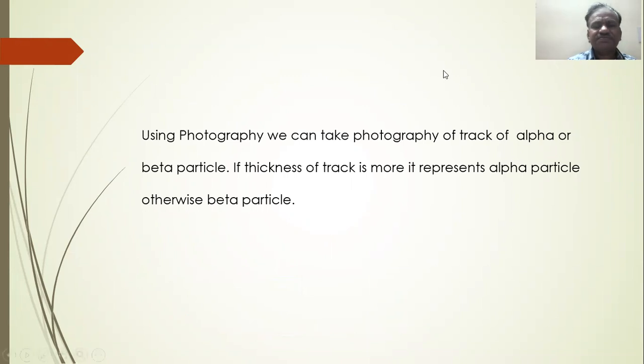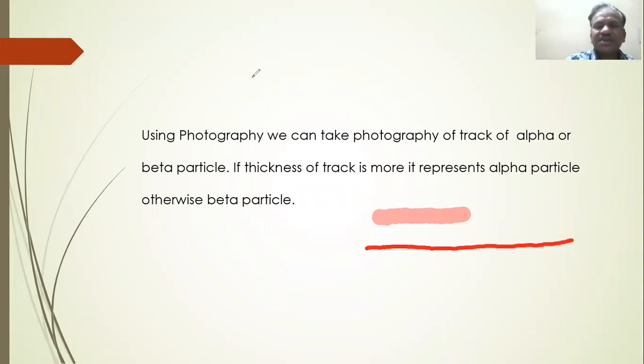Using this chamber, we can take photographs of the track of the alpha particle and also the track of the beta particle. It means in an ionization chamber, we can study how the alpha particle traces its track and how the beta particle produces its track, using bubble chamber photography. Students, you see here, this is the track of an alpha particle.